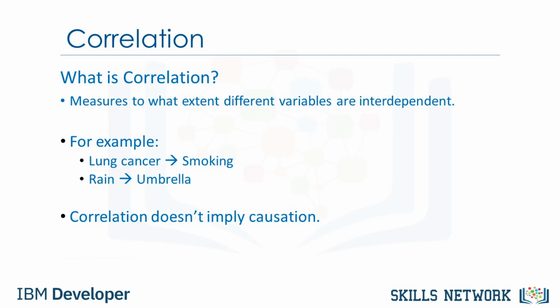In fact, we can say that umbrella and rain are correlated, but we would not have enough information to say whether the umbrella caused the rain or the rain caused the umbrella. In data science, we usually deal more with correlation.